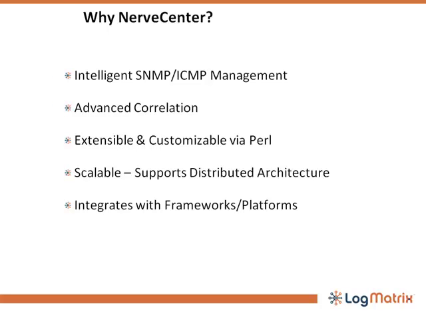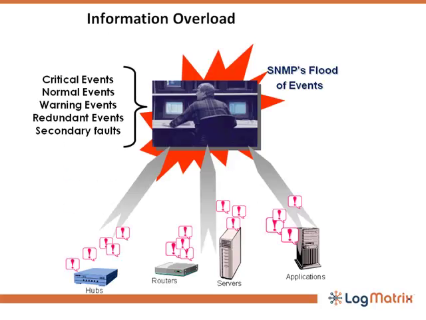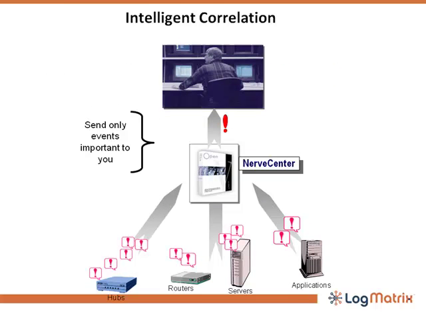We're all familiar with information overload. If you guys have got consoles for Netcool or OpenView, you're familiar with the event consoles where you see critical events, normal events, warnings. You get redundancy, you get secondary faults, you get false positives, all being bombarded into the Network Operations Center, the NOC.